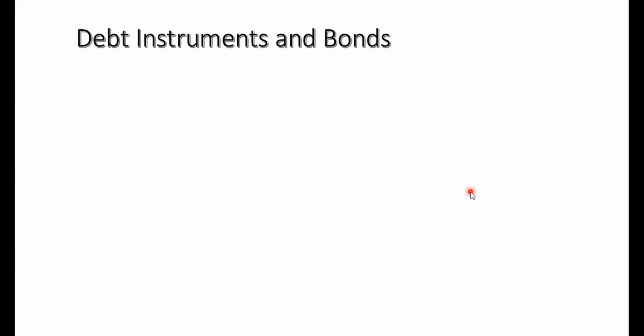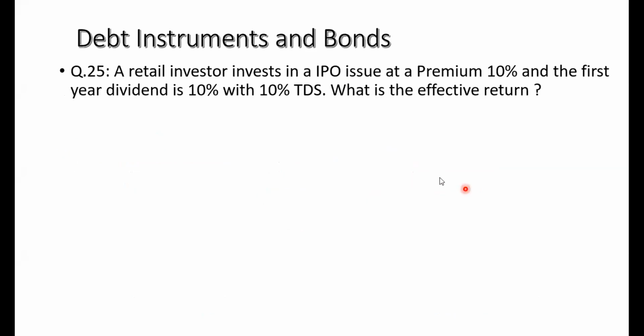Very good. Great. Now question 28, another simple one on TDS. Sometimes, now here, retail, one more thing they are adding, boss. That's the problem. A retail investor invests in an IPO issue at a premium of 10%, and the first year dividend is 10% with 10% TDS. 10, 10, 10, they will try to put in.